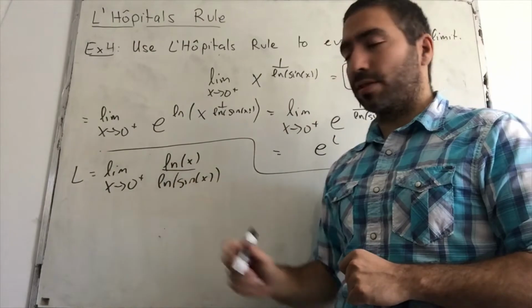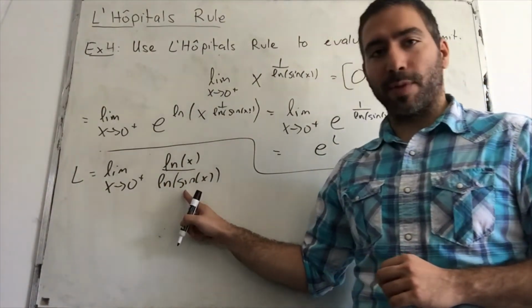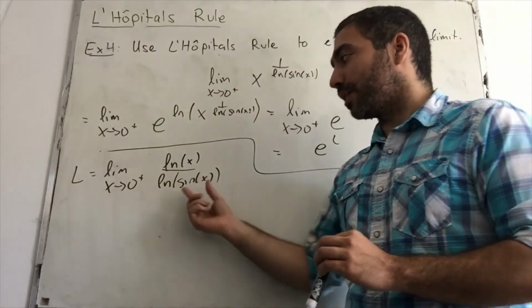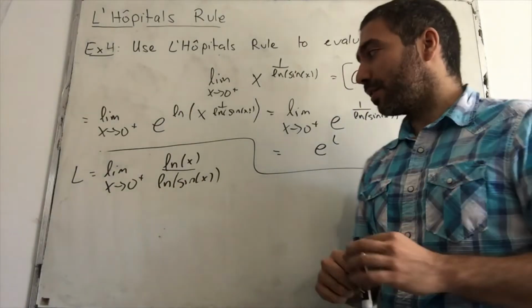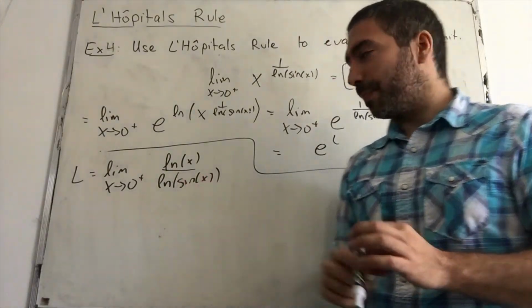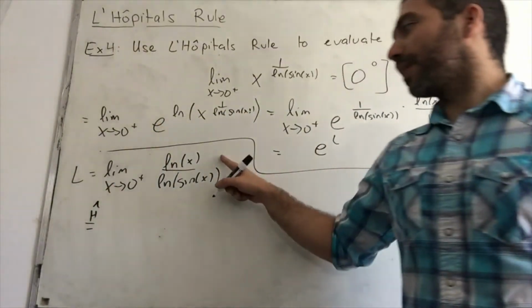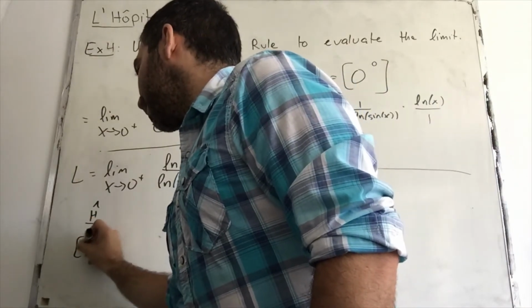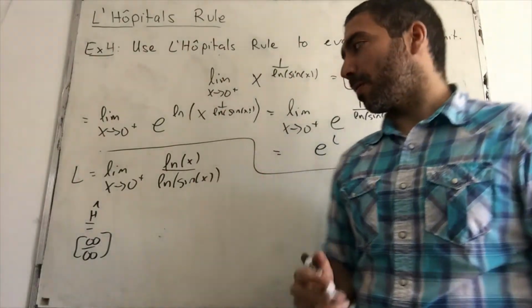Substituting x with 0, what would we get? We get ln of 0, or a number that's slightly bigger than 0, so that's negative infinity. On the bottom, same argument, sine of 0 or close to 0 is 0, or a value that's slightly bigger than 0, and ln of a value that's slightly bigger than 0 is negative infinity. So we have to apply L'Hopital's rule. We reduced it to a case 1 L'Hopital's rule here. We have negative infinity over negative infinity, which is essentially just infinity over infinity. So let's take the derivative of the top and the bottom.